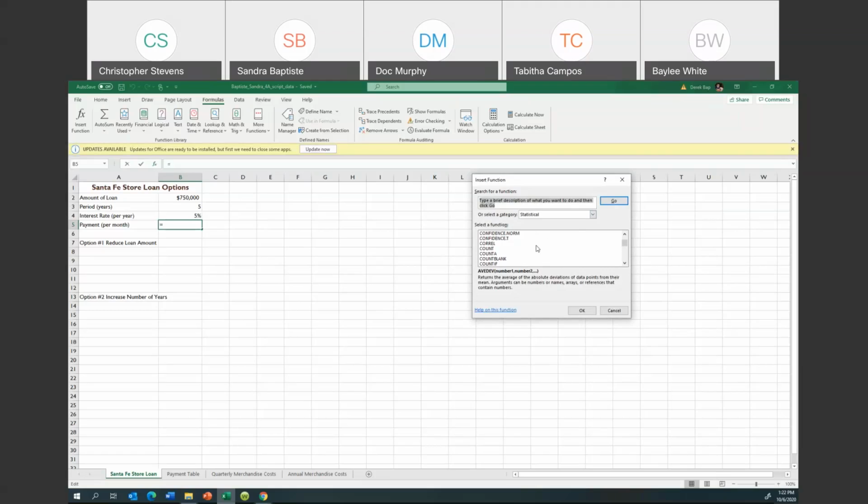Okay, well, this works too. We can do it from here. You'll have to change the category though from statistical. If you click that drop down, change it to financial, and then at the top, if you just type in payment for the search, yeah. Click go. That should actually have it.